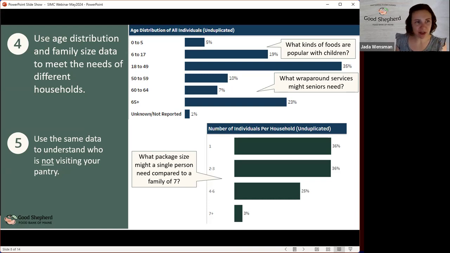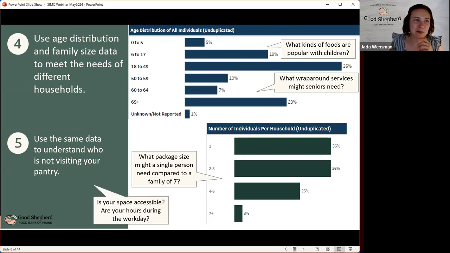And this applies to any of the pieces where you're looking at data from SIMC, asking that question of who is not visiting the pantry and why are we seeing this gap in this particular group? And some examples might be accessibility. If you're not seeing anyone with disabilities and you're asking about disabilities, maybe they can't get to the pantry for physical reasons. Or maybe it's something about the hours that they're unable to visit a pantry because it's only in the mornings and they work in the mornings. So thinking about who is it that we see and who is it that we don't see.